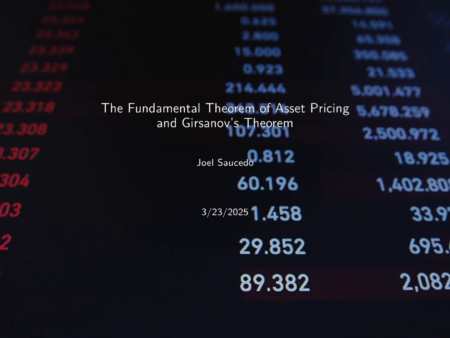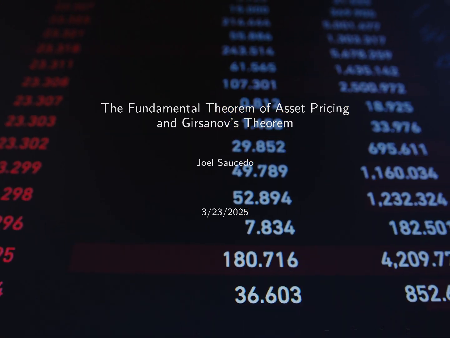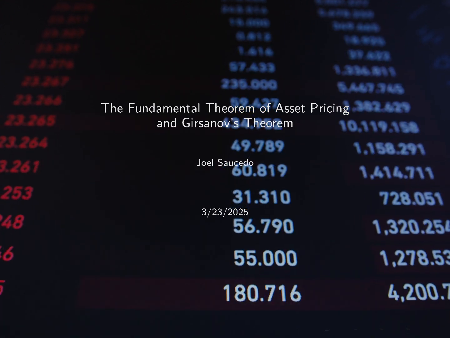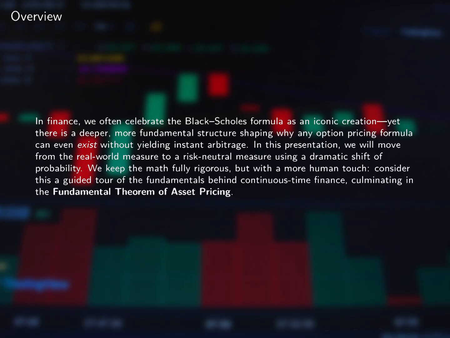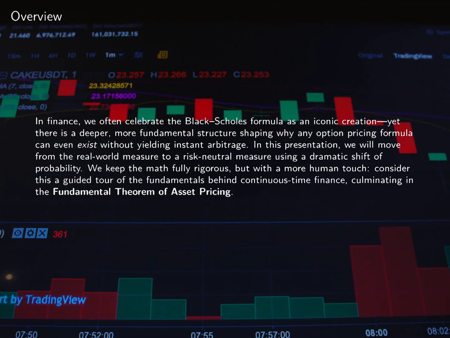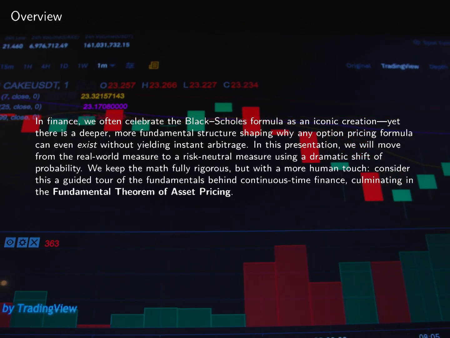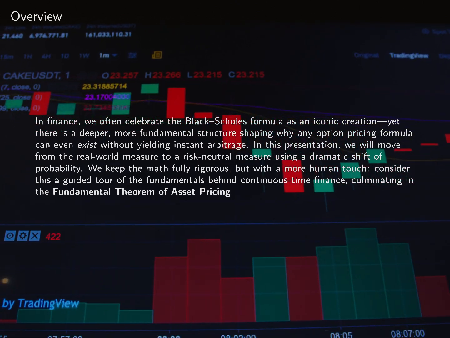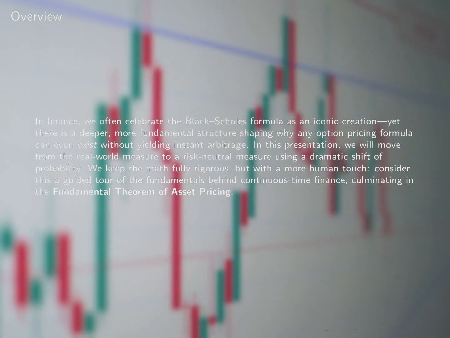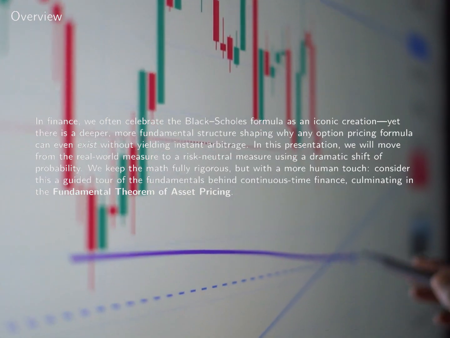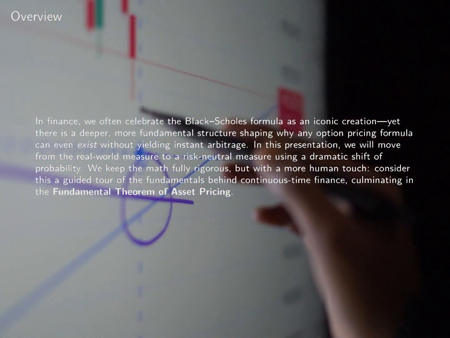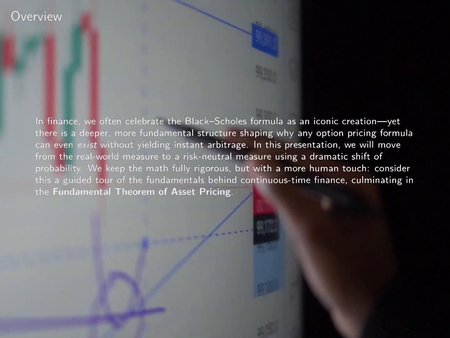Today, we'll be exploring the fascinating relationship between two pillars of modern financial theory: the fundamental theorem of asset pricing and Girsanov's theorem. We often celebrate the Black-Scholes formula as a hallmark of option pricing, but there's a deeper question lurking beneath it. How can a single formula or any pricing approach exist without giving rise to instant riskless profit? In other words, what ensures that markets, volatile, complex, sometimes irrational, can still be modeled in a way that's consistent with the idea of no arbitrage?